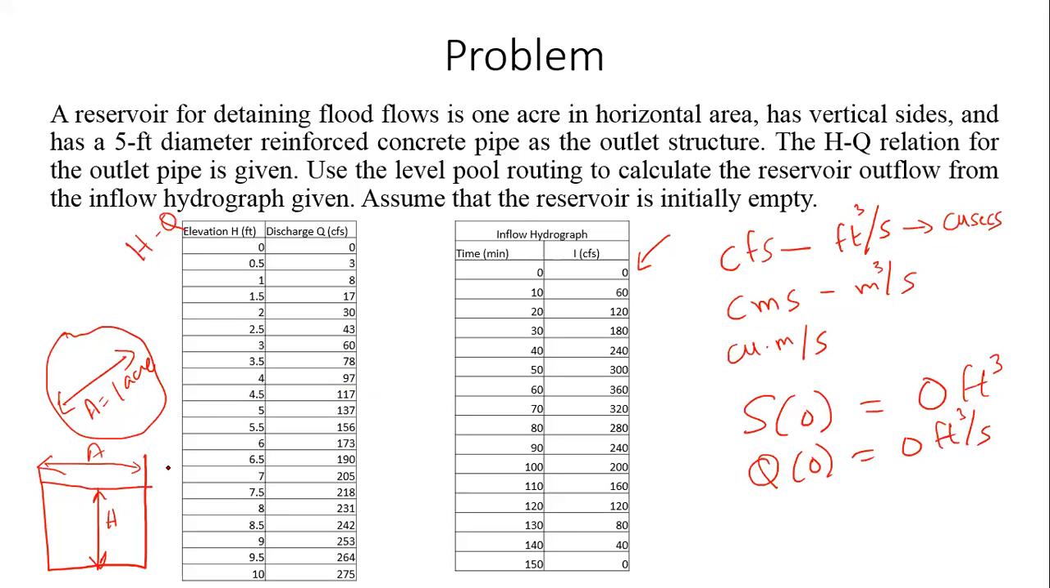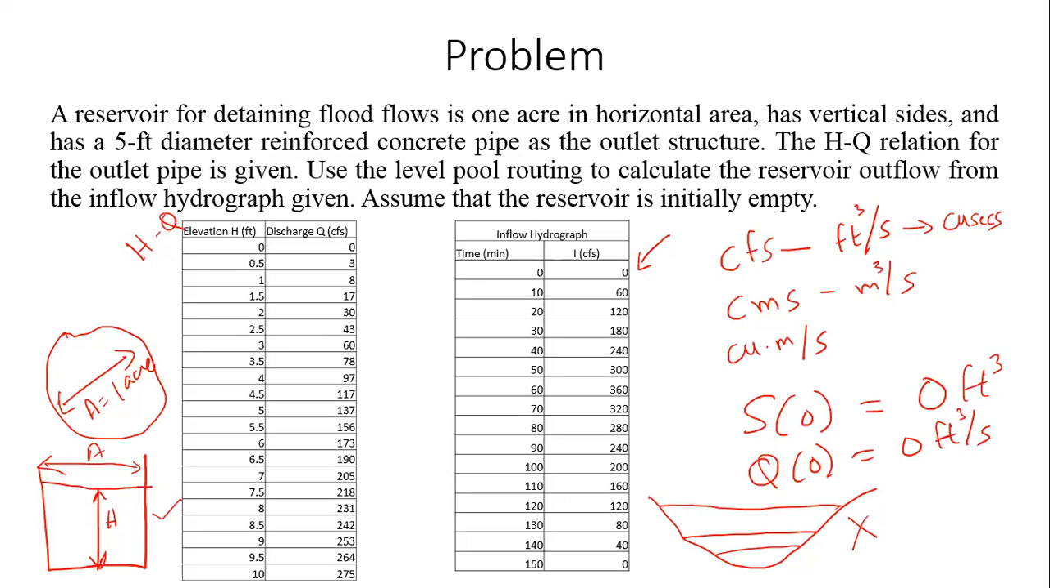Which means the area does not change as a function of height. Let's suppose I have a reservoir that looks like this. Depending on the height, the area will also differ, right? So at different values of height, the cross-sectional area is changing. That's not the reservoir that we're talking about. We are talking about this kind of a reservoir, which has vertical sides and the area is given to you.